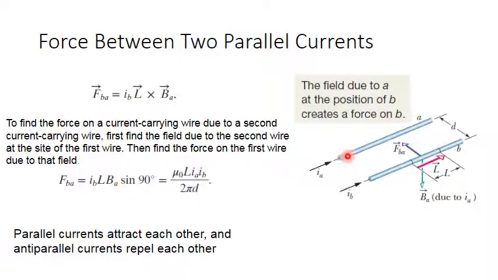Now, the magnetic field due to the wire A at this point would equal mu naught multiplied by the current IA over 2 pi times this distance, 2 pi D. So BA is mu naught IA over 2 pi D. So in this case, the force at B due to A would equal mu naught multiplied by the length multiplied by the current at A multiplied by the current at B, over 2 pi times the distance between the two wires, D.